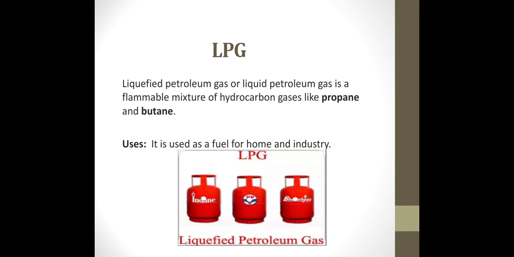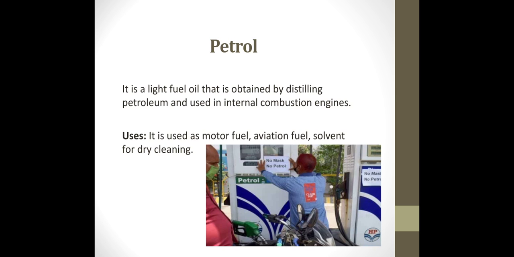Now next, petrol. We also know this, what is petrol. We know that petrol is a fuel which is used in motorcycle, then scooter, then in car also we use this fuel. This fuel is also used as aviation fuel. It is also used as a solvent for dry cleaning. So basically petrol is a light fuel oil that is obtained by distilling petroleum and used in internal combustion engines.